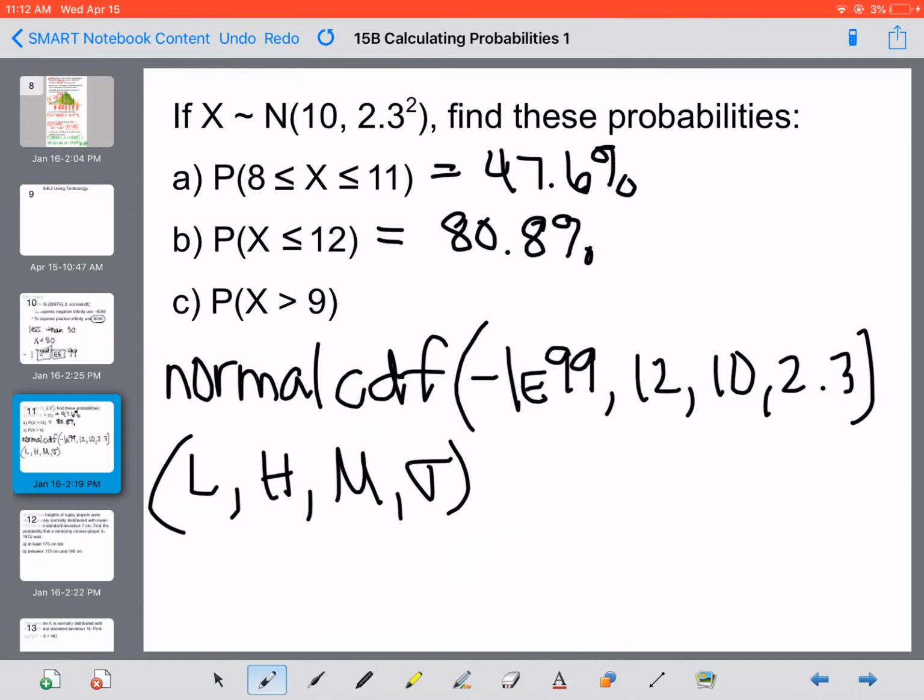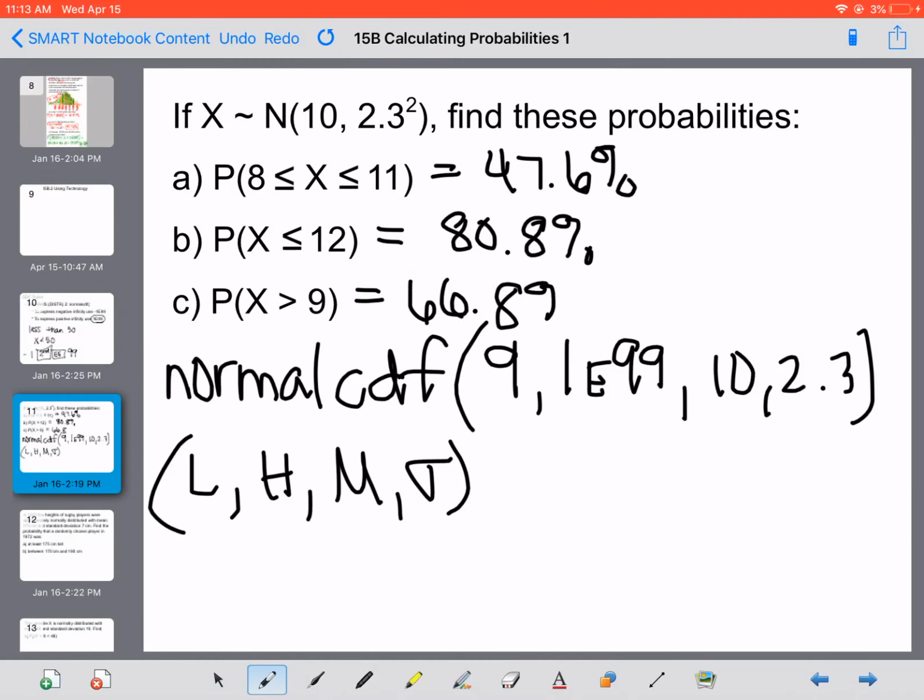Okay, and then the last one, we know we're still going to have our 10 and our 2.3, but now I want to be greater than 9. So now 9 is my low, and I'm going to positive infinity. So I'm going to have 9, 1E99, 10, 2.3, and you will get a percentage of 66.8% rounded 3 sig fig.